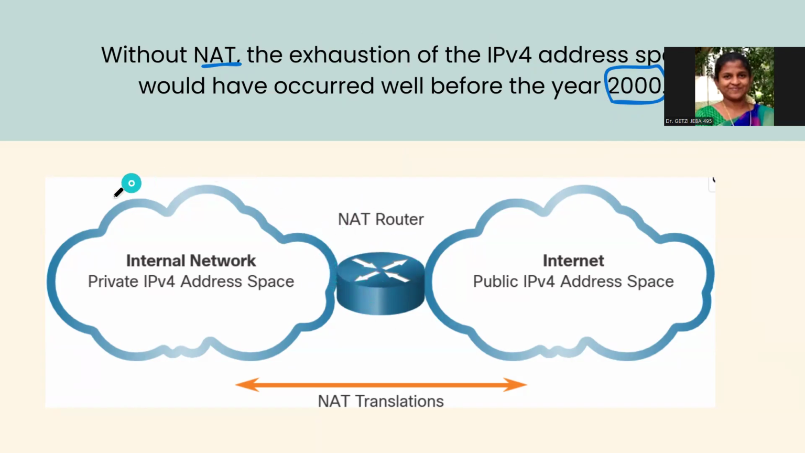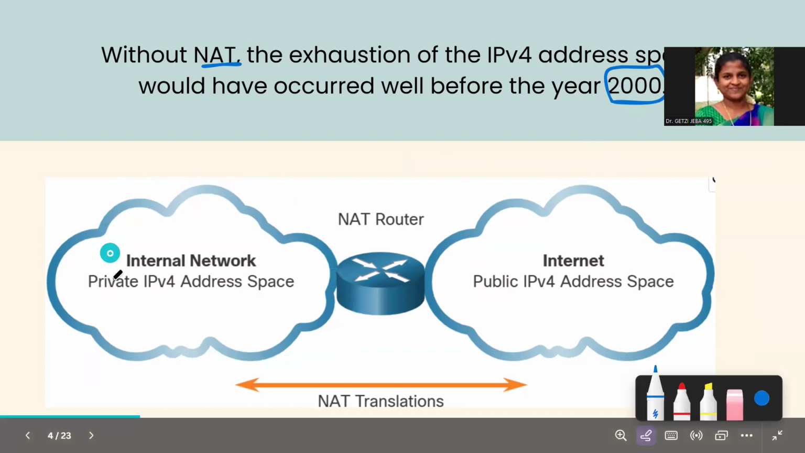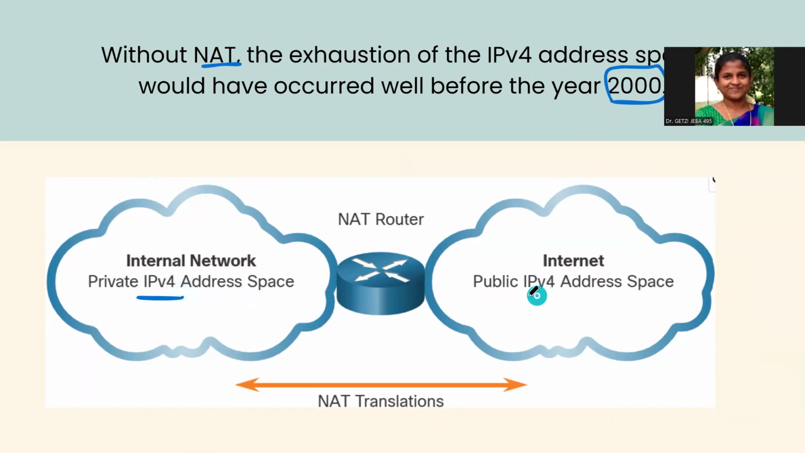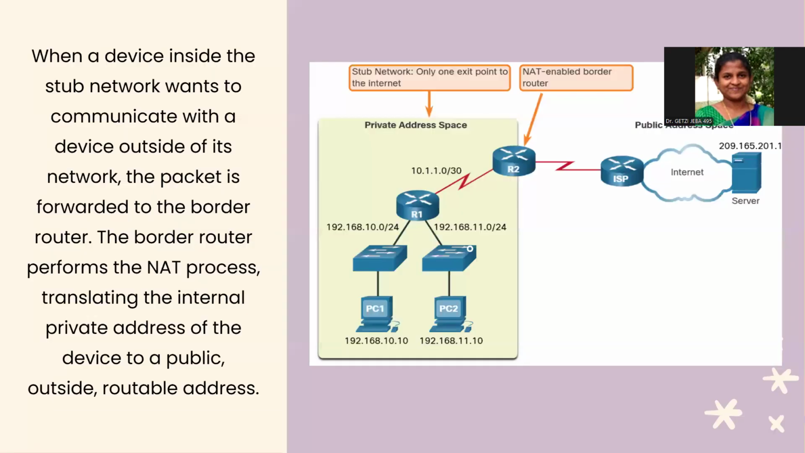So imagine you have a very big organization. Within the organization, we use private addresses. Outside the organization, there are public IP addresses. And there is a router called the NAT router or gateway router that translates your private IP into a public IP. Now, what are the types of NAT? How is this translation actually done? Everything we'll see in the coming slides.